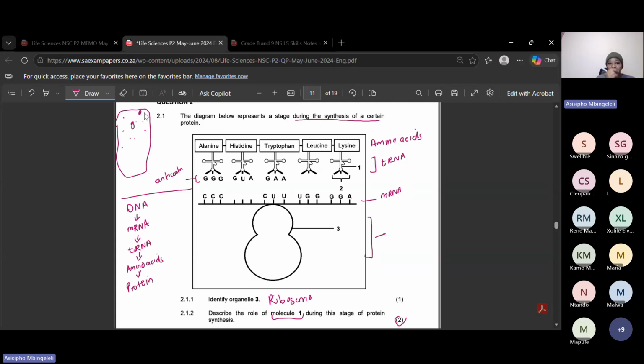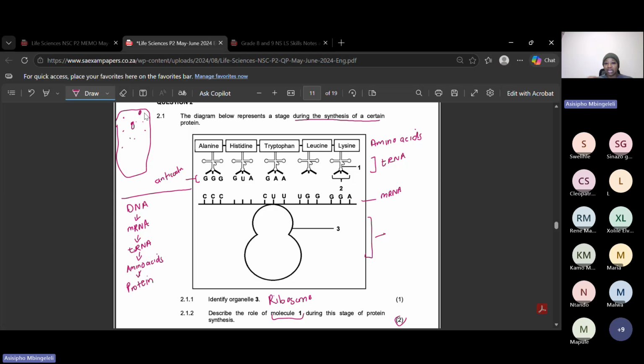That's 2 marks. Pick up a specific amino acid from the cytoplasm, though you don't have to mention the cytoplasm, but you can for understanding, that is determined or coded for by a messenger RNA codon. That's the 2 marks. How do they phrase it here? It brings the required or specific amino acids according to messenger RNA or codon.